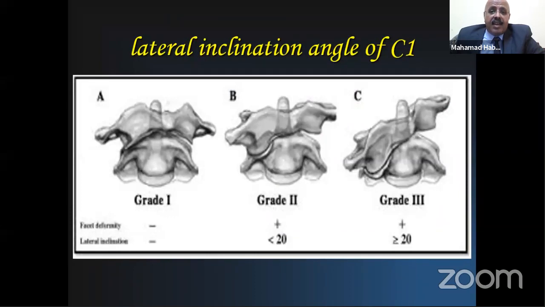This is the lateral inclination angle of C1. Actually, you don't see it in acute trauma, either in chronic diseases, like we mentioned before, or in neglected diseases. It's important to keep in mind, these 3 grades depend on facet deformity, like in type 3, you see facet deformity, like the arrow is pointing, and the lateral inclination angle, which is the transverse axis of C1 on C2, is more than 20 degrees. This is highly unstable.